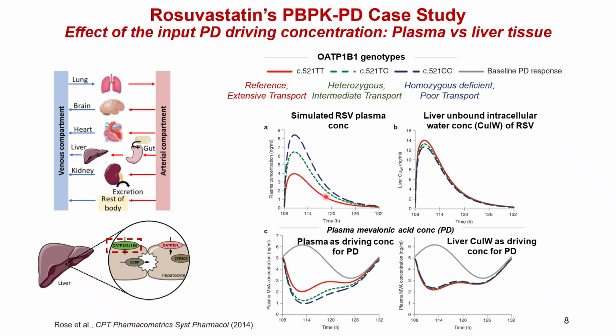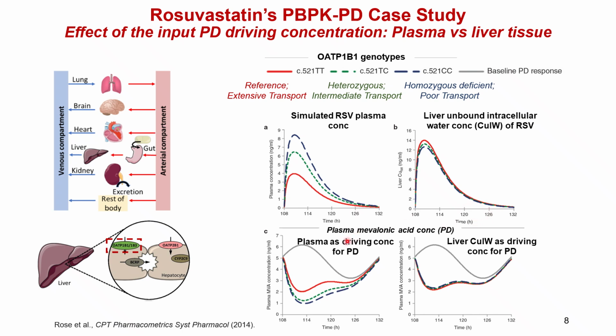plasma concentration. Now, if we look at the second graph, we have the liver unbound intracellular water concentration of rosuvastatin, and in this case, there is basically no effect of the genotype on the predicted liver intracellular concentrations.